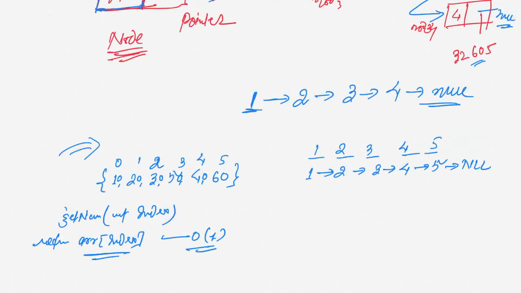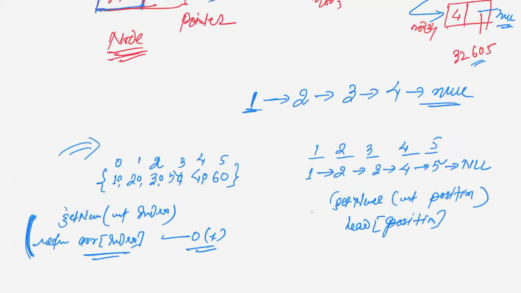But reading the index value like this, we cannot achieve in the linked list. If I'm asking for get number with an integer position, I cannot do head of position, and I cannot return the value with this representation. This is not going to work in the linked list.